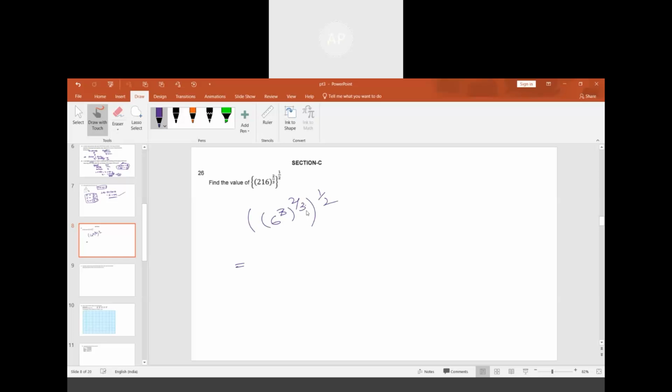In the next step, multiplication happens and this 3 gets cancelled. Multiply further: 6 square to the power 1 by 2. In the next step, this will get cancelled and we'll be getting only 6. This is an easy question.